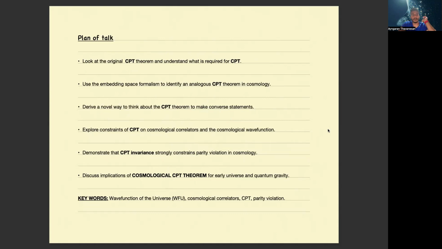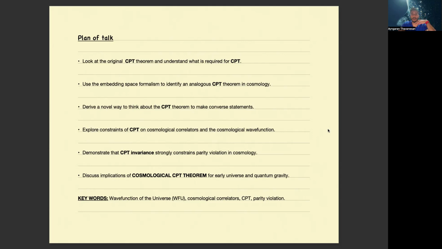So the plan of this talk will be to look at the original CPT theorem in flat space and understand what is required for CPT invariance. And then I'll use something known as embedding space formalism to identify an analogous CPT theorem in cosmology. And from then on, I will go on to think about the CPT theorem in a novel way where we can then make converse statements. And then I will describe the constraints that we can get from CPT on cosmological observables.